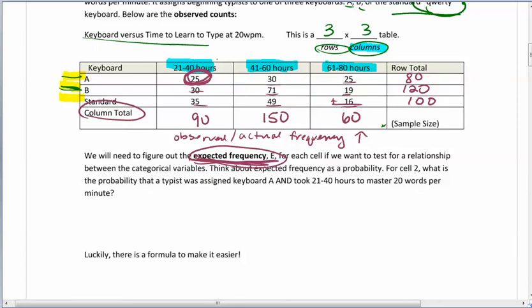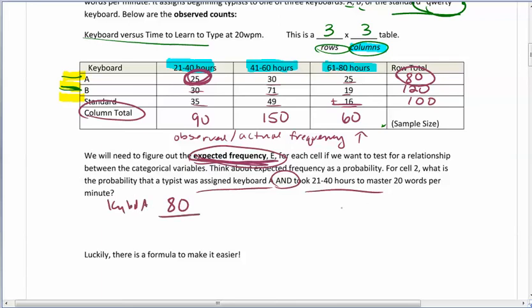What's the probability that a typist fell in that category? That a typist was assigned to keyboard A and took 21 to 40 hours to master 20 words per minute. Okay, if you think back to probability rules from like Algebra 2, and I think we reviewed them a little bit in the fall. A probability for keyboard A, well, there were 80 people assigned to keyboard A, right?